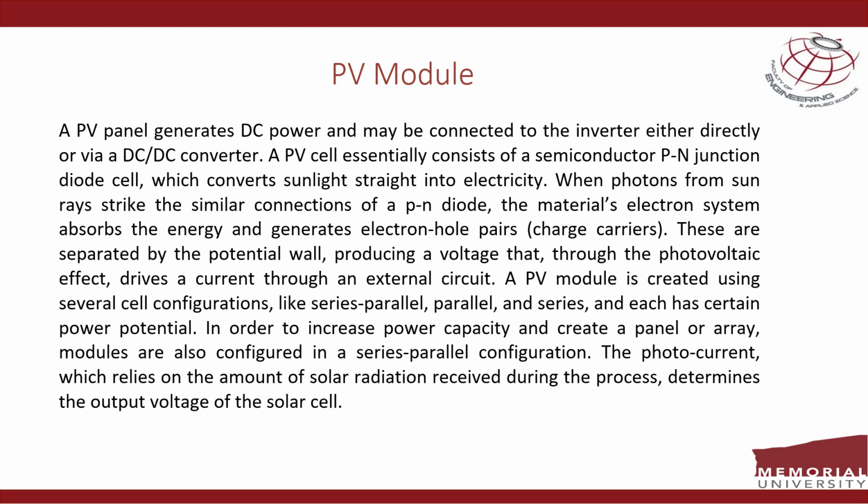converter. There is a semiconductor PN junction diode in a PV cell which helps to convert sunlight directly into electricity. When photons from sun strike the PN junction diode, the electrons of the material absorb energy and generate electron-hole pairs. After that, these pairs are separated by a potential wall, which in turn produces a voltage that drives a current through an external circuit. There are several ways to make a PV module, such as series connections, parallel connections, and series parallel connections. The output voltage of the solar cell is determined by the photocurrent, which depends upon the amount of solar radiations received during the process.